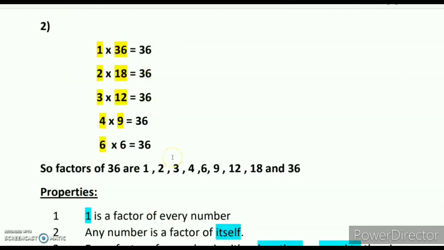So what are the factors we got from this, children? First we got 1 as a factor, then 2, 3, 4, 6, 9, 12, 18, and then 36. We just wrote all the factors in increasing order. So from here we can tell 1 and 36 are factors of 36, and 2 and 18 are also factors of 36. 3 and 12 are also factors of 36. 4 and 9 are also factors of 36, and 6 is also a factor of 36. Okay?